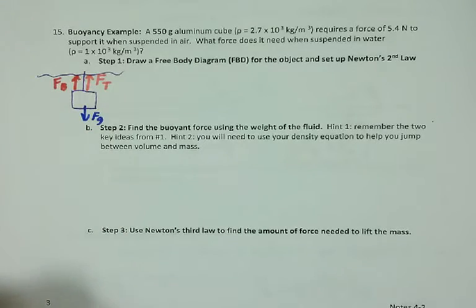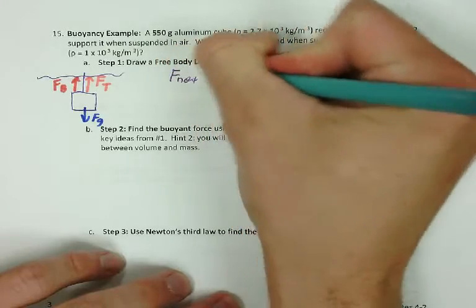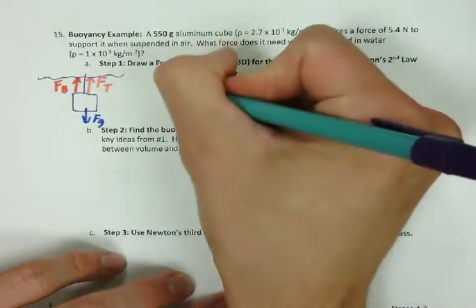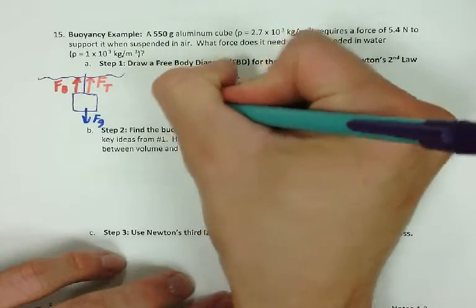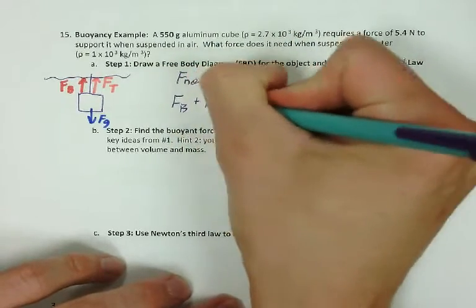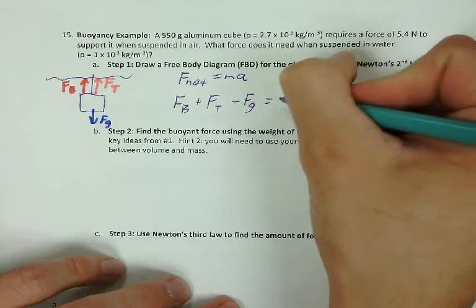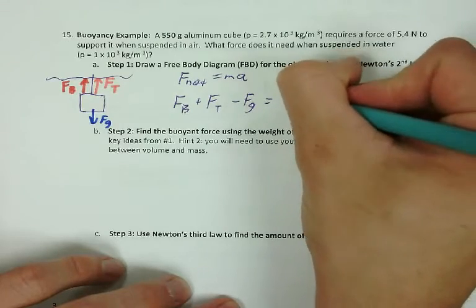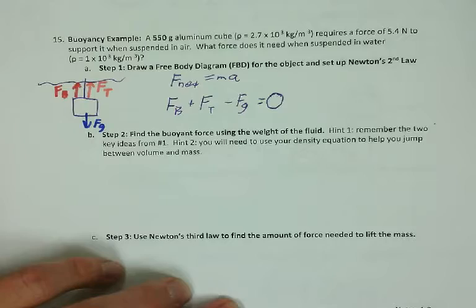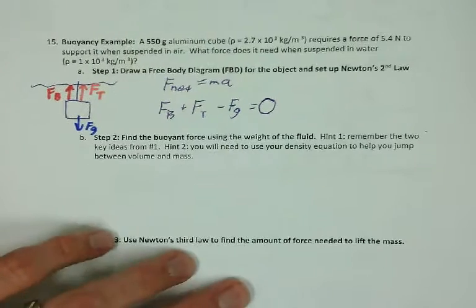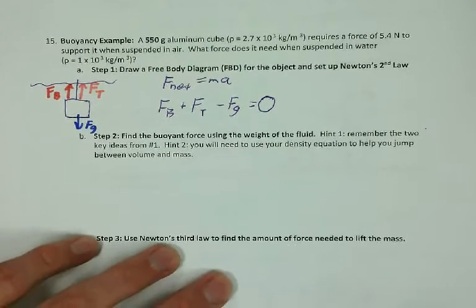Then we're going to set up Newton's law. So Newton's second law is F net equals ma. So the net force is all the up forces minus all the down forces. So buoyant up plus tension up minus gravity down equals ma, which is going to be 0 unless it tells me there's an acceleration. It does not tell me there's an acceleration, so I can assume it's 0. So there we go. Step 1, done.